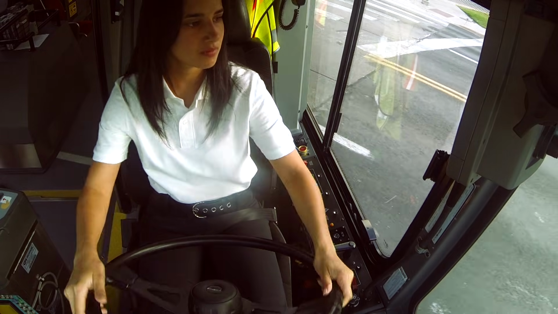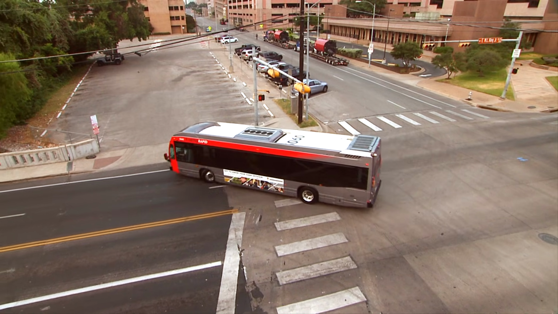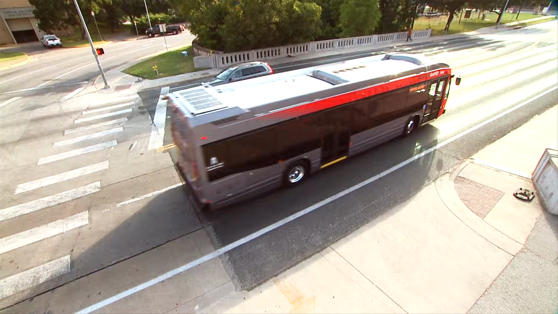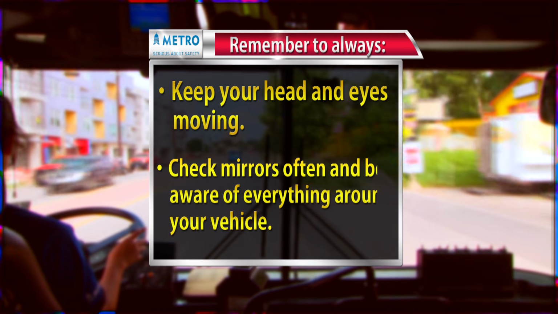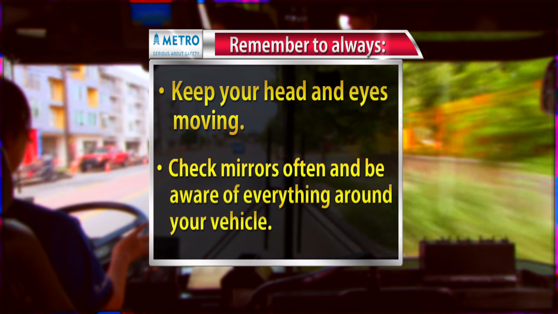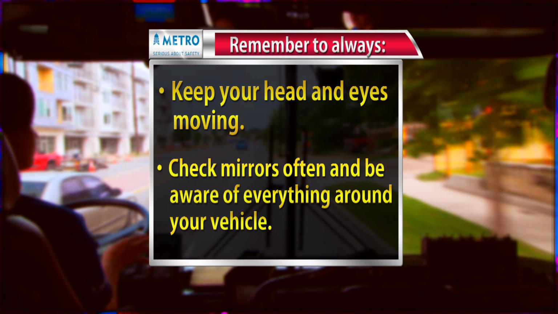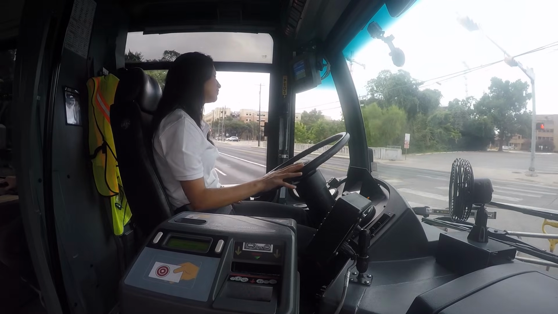A pedestrian, bicyclist, or person using a wheelchair can easily be hidden from your view behind these items, or may be distracted by the 3 H's: handheld devices, hoodies, and headphones. Remember, keep your head and eyes moving and check your mirrors often to be aware of everything going on around your vehicle. Our operator does not have a safe grip on the steering wheel.